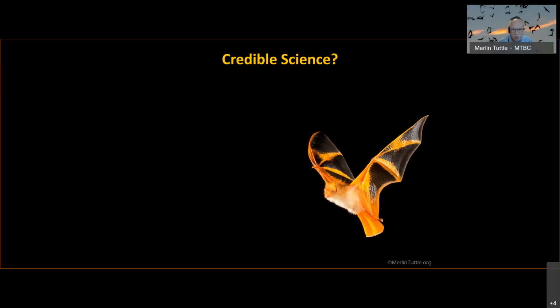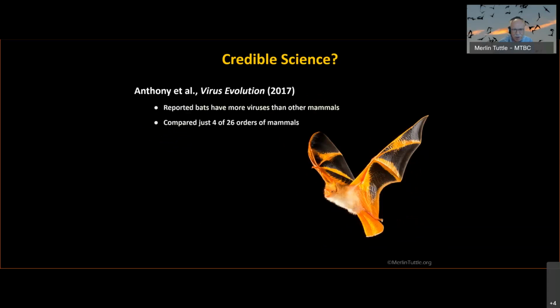Those headlines were all based on this paper published in 2017, reporting that bats have more viruses than other mammals. Let's look at the credibility of that paper. They compared just 4 of 26 orders of mammals. That's just a small fraction. And worse yet, they examined almost as many bats as they did all other mammals combined.